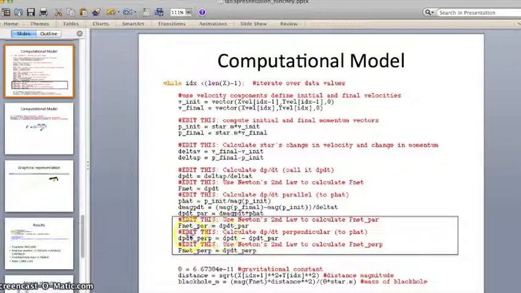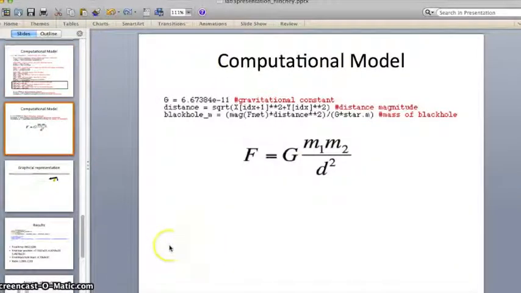Using subtraction, we're able to solve for the perpendicular component and then set this equal to F net, using Newton's second law once again. Finally, the universal law of gravitation is used to calculate the mass of the black hole. The distance or radius is found between the star and the black hole using magnitude, and the final mass is calculated with this formula and outputted and saved.